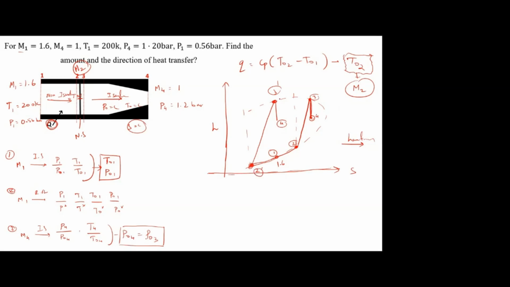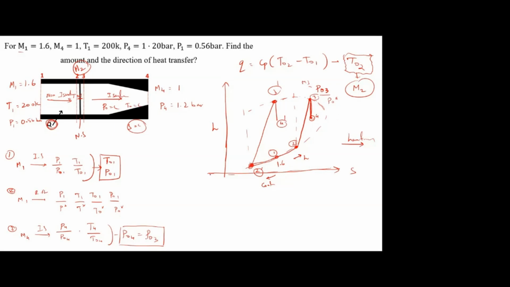Yes, sir. 2 dash, 3 dash, 4 dash. So these are both the possibilities. Heating means this direction, cooling means this direction. We don't know which line it will follow, but now we see what we found. We found P03, and this station 3 is on the Rayleigh curve. So if I know P03 by P0 star, I can find M3. Is that clear?